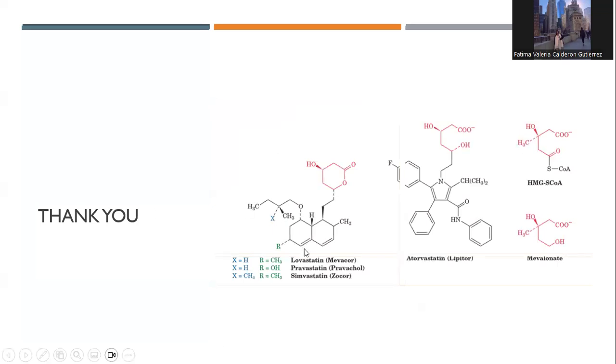Here we have three important statins. First of all, the one we talked about in this presentation, Lovastatin. Other important ones are Pravastatin and Simvastatin, which at the end of the day are going to be important as well.